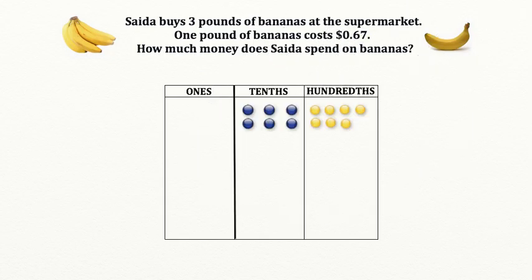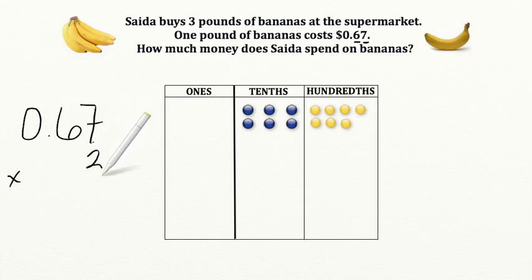We want to represent 67 cents, which means we have a 6 in the tenths place, or 6/10, and 7 in the hundredths place. So we have 7 hundredths. Let's also set this up as an equation. We have 67 cents, or 67 hundredths, and we're multiplying it by 3 pounds. So now we need to represent 67 hundredths 3 times.